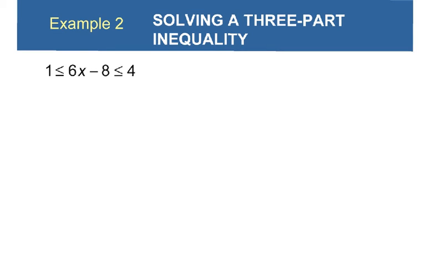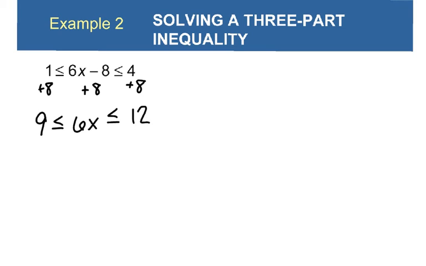Okay, so our next example is we have 2 inequality symbols in here. So how we're going to work with this is, whenever we want to get x all by itself in between the 2 inequality symbols, say we want to add 8. Well, we have to add 8 to all sides of this inequality. Okay, so we end up with 9 less than or equal to 6x, and that's less than or equal to 12.